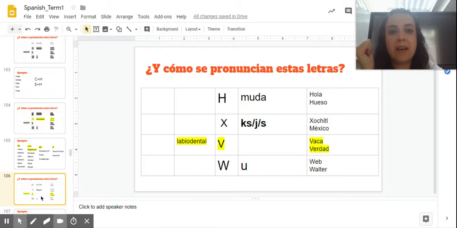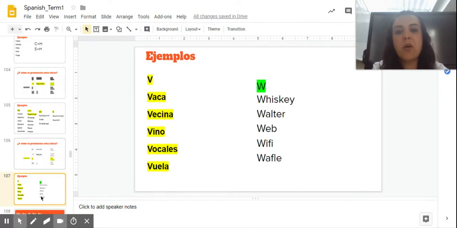Vaca, verdad, tuvieron. You see? It's different. So, examples: vaca, vecina, vino, vocales, vuela. As I said before, some people in some countries just pronounce it equally, with both lips. Vaca, vecina, vino, vocales, vuela.